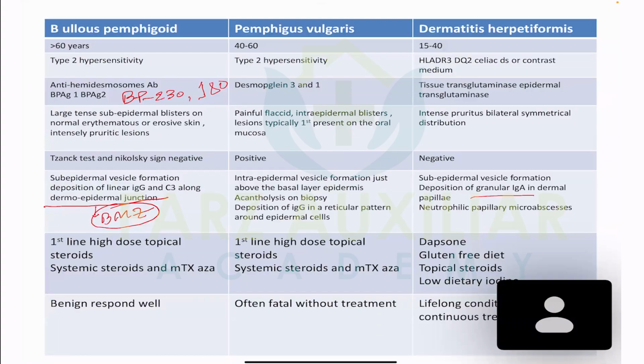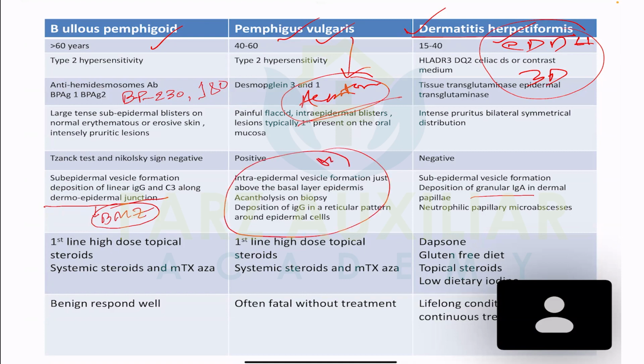Another blister form: I think for dermatitis herpetiformis you have no questions. I will not go into bullous pemphigoid and pemphigus vulgaris right now; I will go for the other bullous diseases. Dermatitis herpetiformis is very important: CD, DH, and 3D. In pemphigus vulgaris, you should know acantholysis on biopsy, very important, and flaccid blisters which rupture easily. So this is a very important point. And how you treat, look at the treatments. You should revise these differences: bullous pemphigoid, pemphigus vulgaris, and dermatitis herpetiformis.